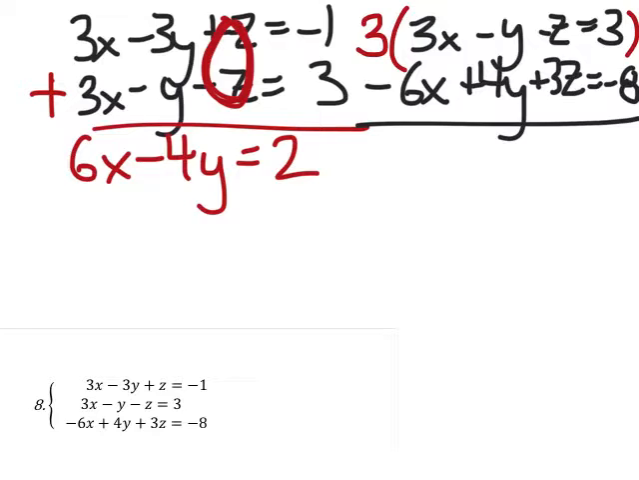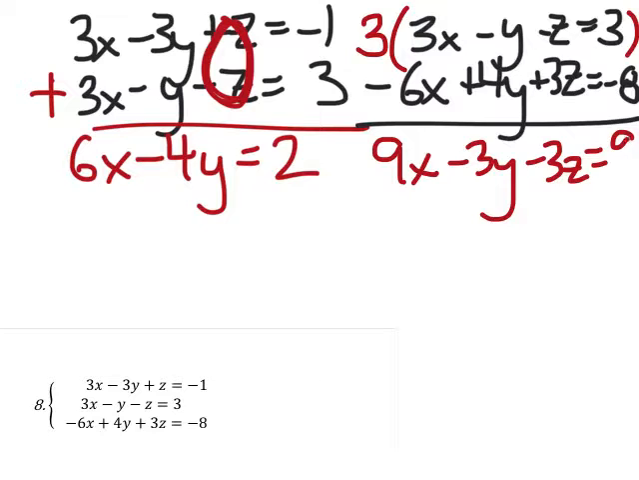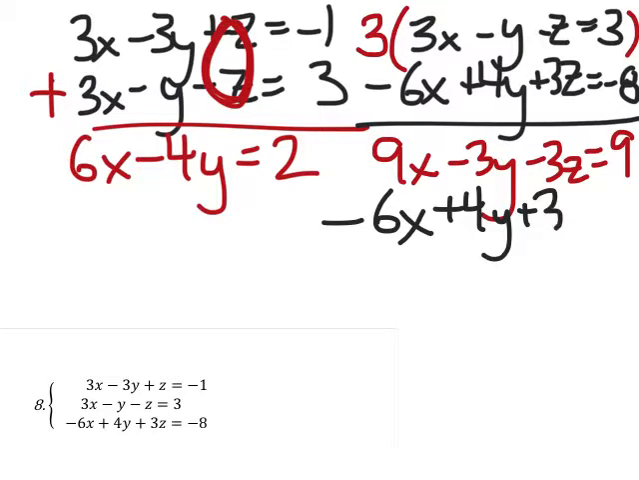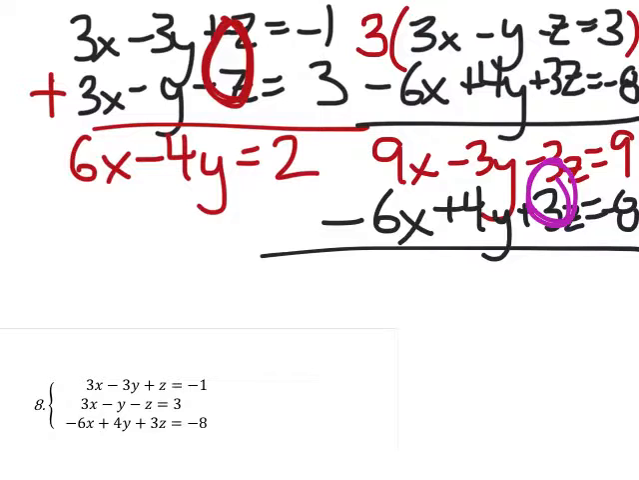So that would give me a 9x minus 3y minus 3z equals 9. And the bottom equation stays the same. Negative 6x plus 4y plus 3z equals -8. Now when I combine these, those z's are going to cancel out. And I'll have 3x plus 1y, or just y, equals 1.